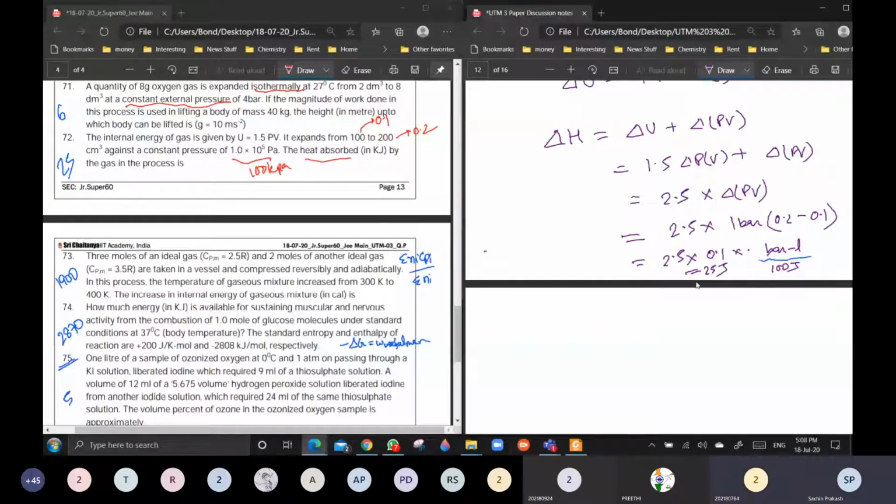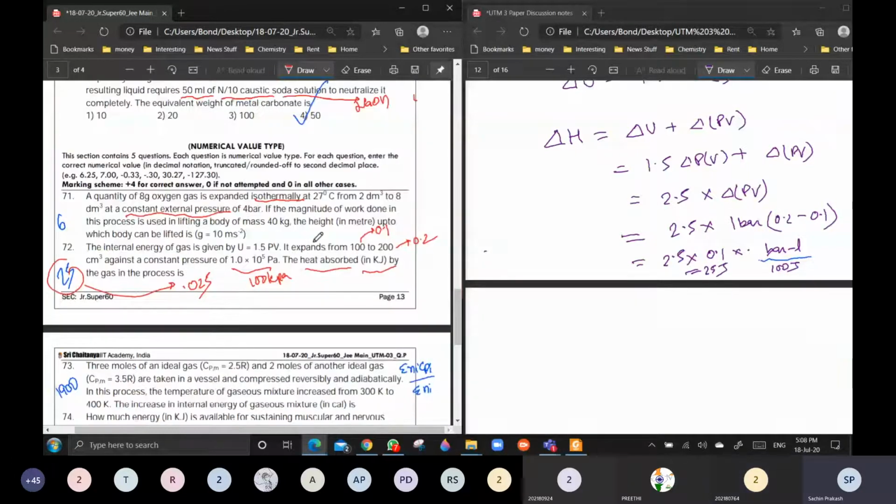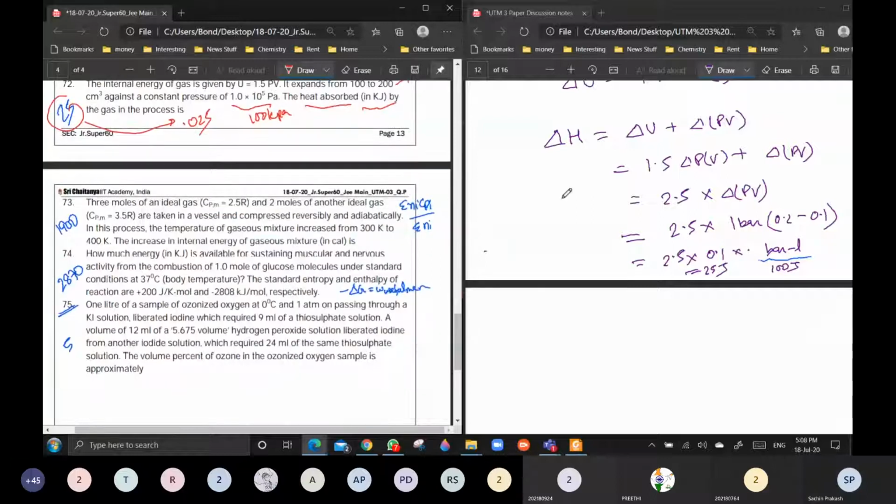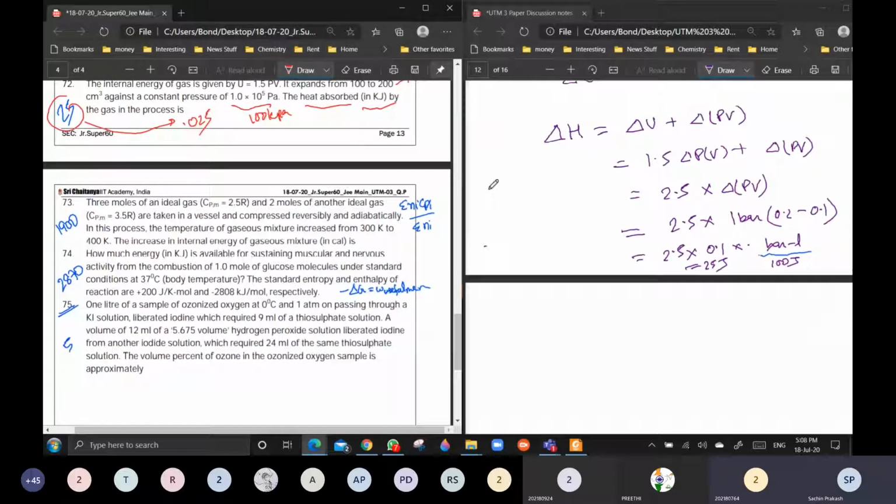But they asked in kilojoules, so the answer should be 0.025. It's a decimal integer question. This will also go for delete if we follow the previous thing. Answer we have written, sir, 0.02.